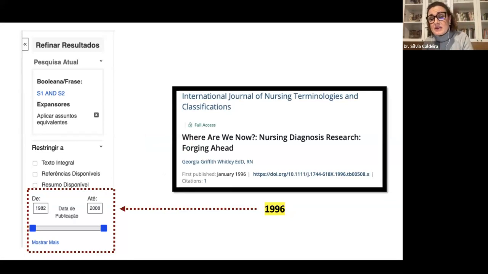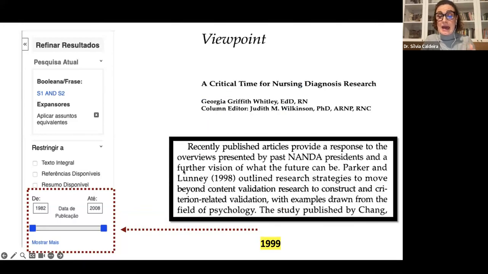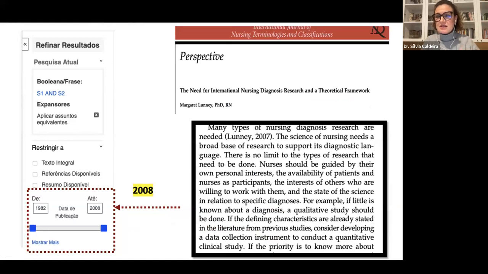whether they are research methods or discussion papers on the need to move forward, on the need to discuss other methodologies, or on the need to turn around and do different things. And this is quite interesting when we look at the literature concerning validation of nursing diagnosis. And you can find perspectives, discussion papers. So nurses that were committed to the development of nursing diagnosis were also committed to publish about that.